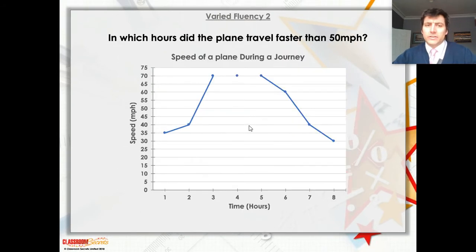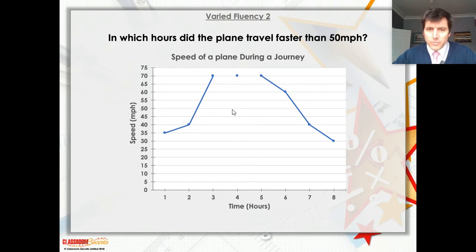Okay, difference. So thinking about the plane, if you remember when Molly, Charlie, and Tommy were in the field and they saw the pilot land, our question here is about the speed of a plane during a journey. In which hours did the plane travel faster than 50 miles an hour? So what we've got to look at here is 50 miles an hour, and we can see between this point here, it's above that point.